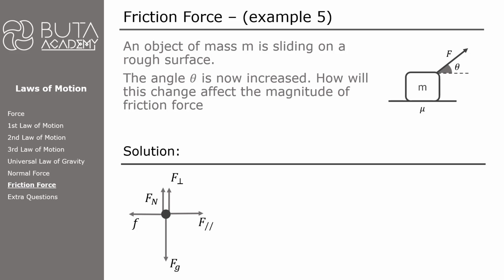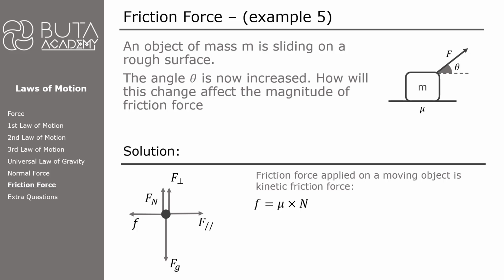The object is in motion, which means the friction force applied on the object is the kinetic friction force. Unlike the static friction force, we calculate the magnitude of the kinetic friction force by using a fixed formula. Friction force is equal to the product of the coefficient of friction and the normal force. If you forgot how to calculate the normal force for this type of question, you can click on the link above on the screen.